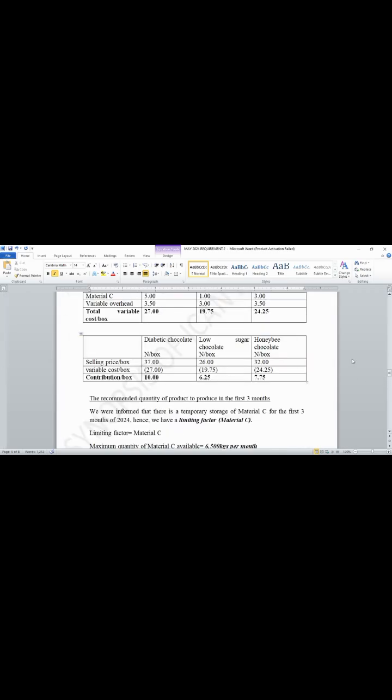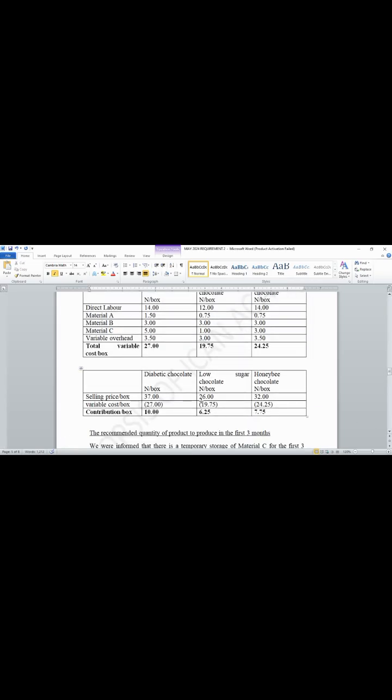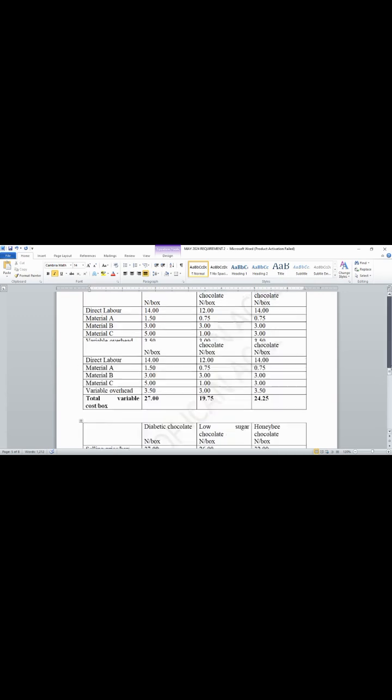So contribution per limiting factor is the contribution over the limiting factor. The contribution we calculated in this particular case is 10 naira, 6.25 naira, 7.75 naira. So you divide it by the quantity that we got here, then you get your contribution per limiting factor. Now if you look at this, which one is giving us the highest contribution? Diabetic chocolate. Now you will jump to produce diabetic chocolate, right? But as per contribution per limiting factor, it's actually low sugar chocolate that's giving us the highest contribution.